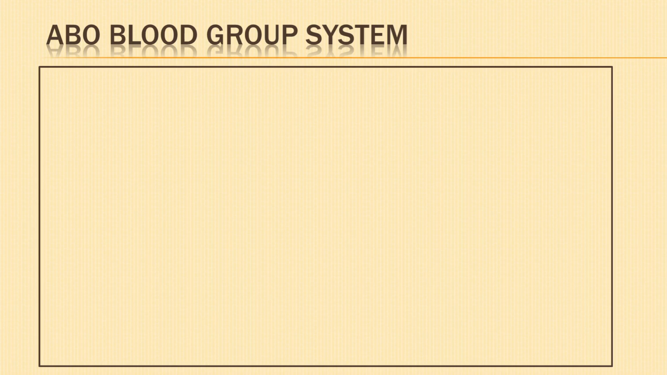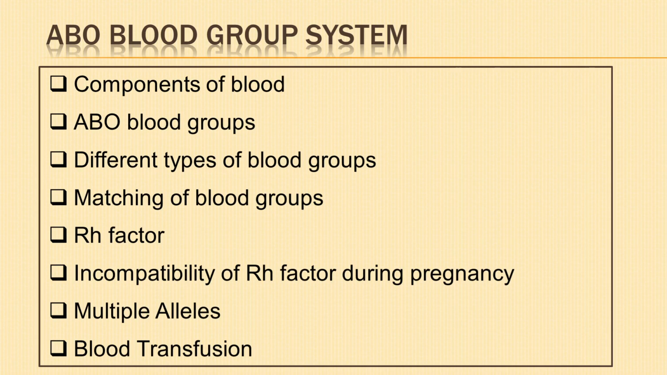Hello. In today's video, we shall learn in detail about human blood groups. By the end of this video, you'll get a clear understanding about components of blood, ABO blood groups, matching the blood groups, Rh factor, incompatibility of Rh factor during pregnancy, multiple alleles, and finally, blood transfusion.